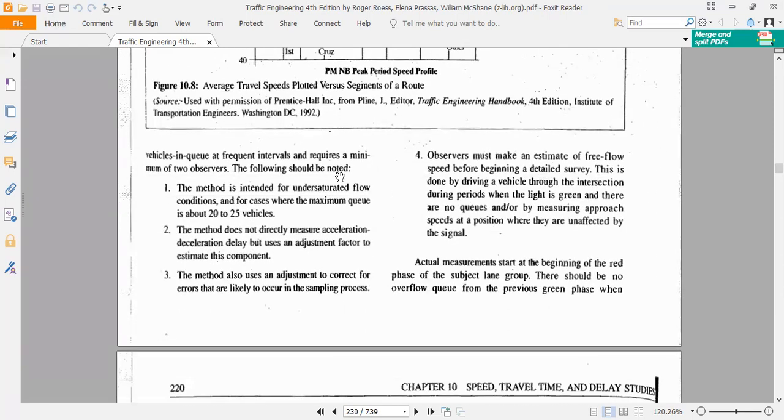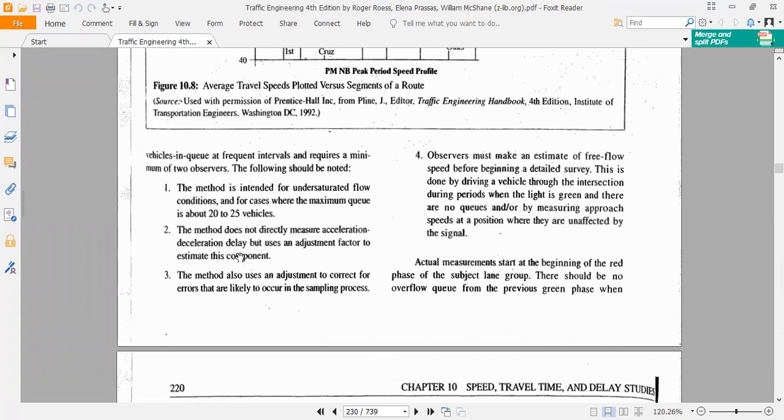First of all, the methodology given by the Highway Capacity Manual is for the following condition. This method is intended for undersaturated flow conditions, where the maximum queue is about, for example, if the red light is on, 20 to 25 vehicles, not greater than that. It is an undersaturated flow condition. The method does not directly measure acceleration-deceleration delay.